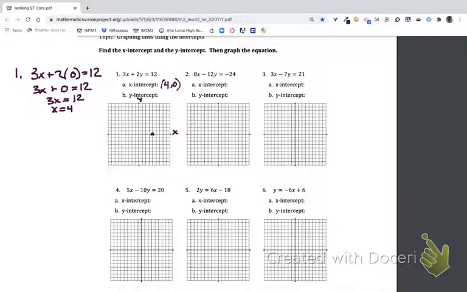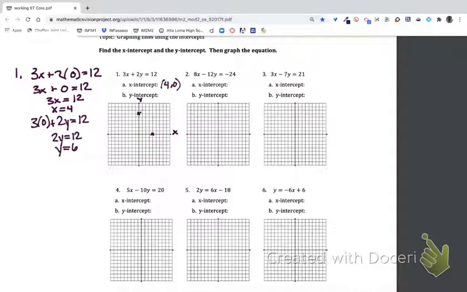Our y-intercept is just the opposite of that. So when we are on the y-axis, the x value is 0. So 3 times 0 plus 2y equals 12. 3 times 0 is 0. So I would leave it as positive 2y equals 12. Y would equal 6. So 1, 2, 3, 4, 5, and 6.